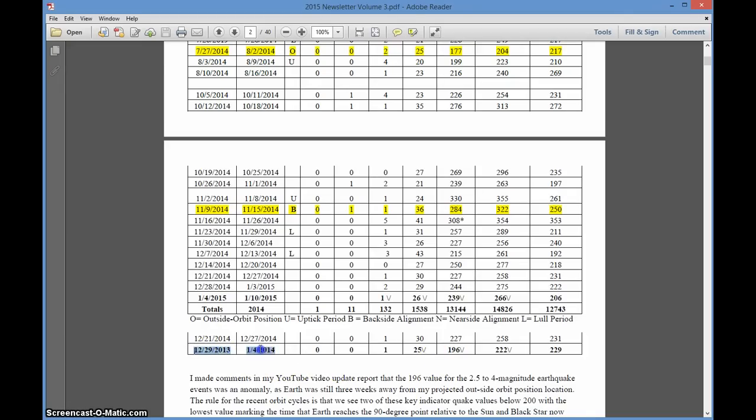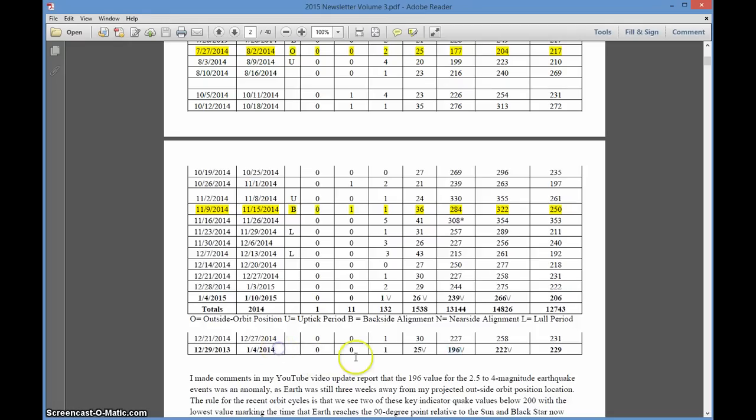The data that I was sent, I mean, it's my fault. I'm not blaming anybody, but the data that I was sent actually grabbed from last year, from 2013 to 2014. So it is a December to January transition, but it's the wrong year. So that 196, we're not seeing these low values at outside orbit position. I mean, so far away from outside orbit position.